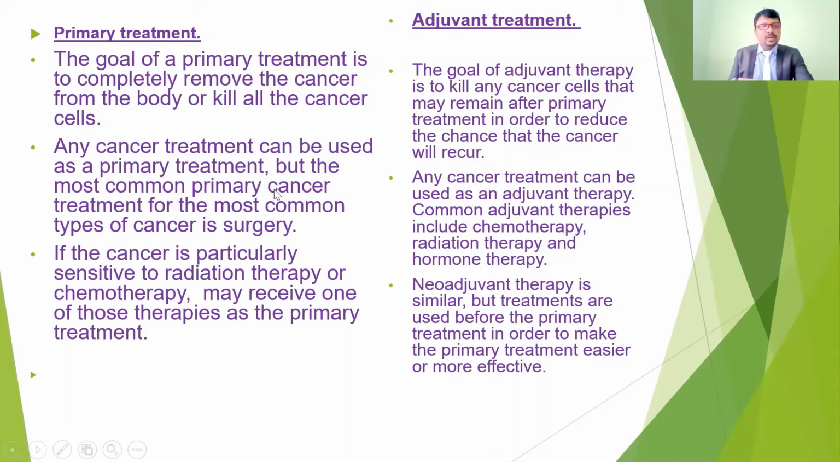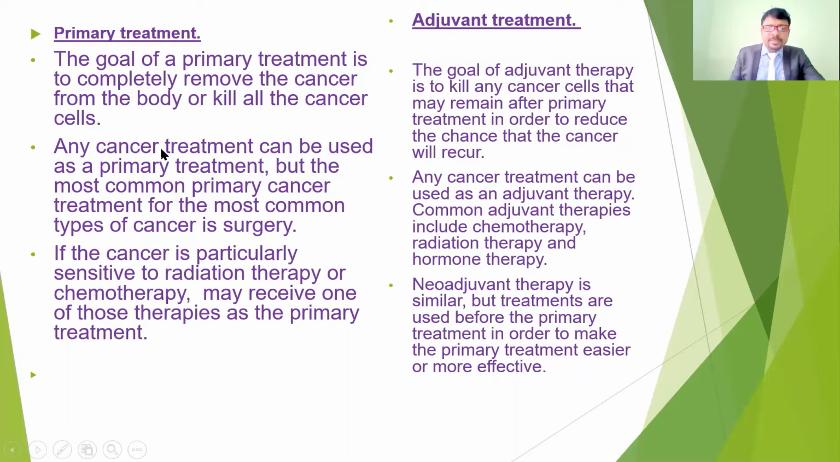The primary treatment goal is a complete removal of the cancer from the body or to kill the cancer cells. That is the important thing. So what are the causative factors and where exactly the location is, and how to remove the cancer cells from the site of origin. That is the primary treatment.